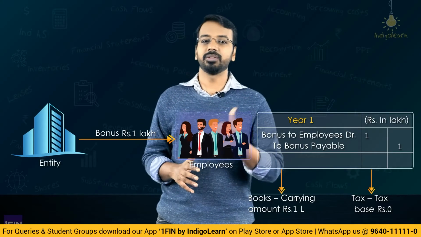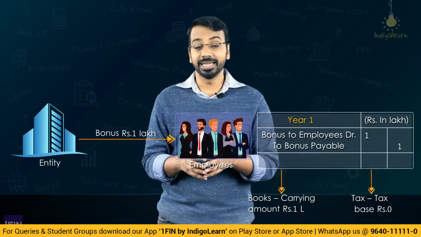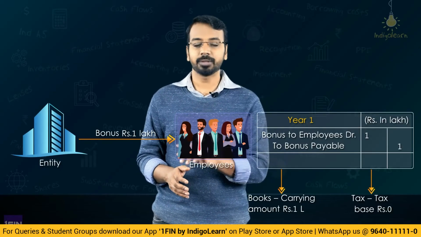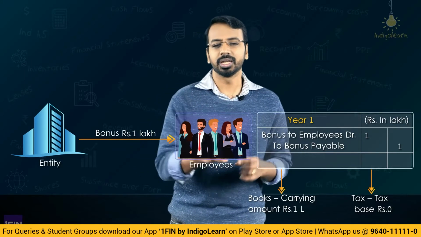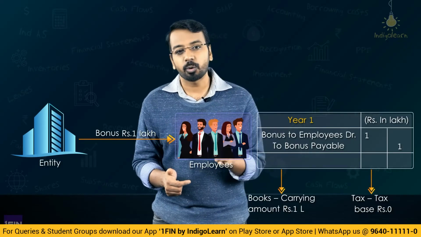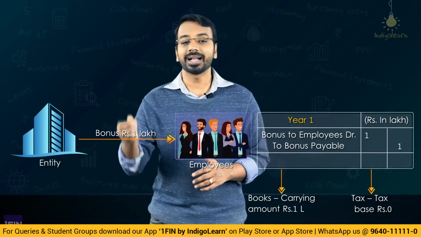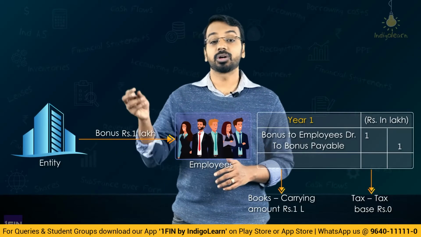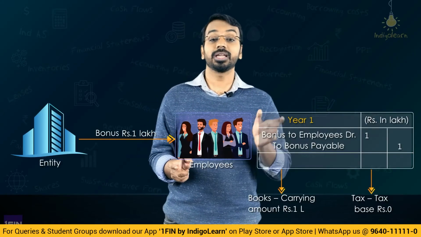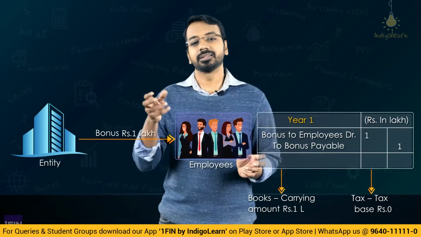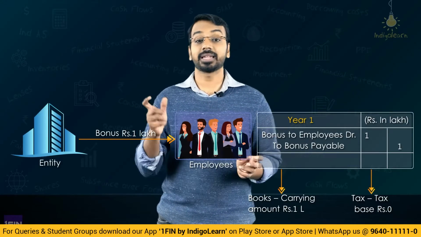That is one way to understand. The other way to understand, when we just looked at the definition, is that the tax base of a liability is the carrying amount, which is 1 lakh, less any amount that will be allowed as deduction in the future. Now, out of this 1 lakh, how much will be allowed as deduction in the future? The entire 1 lakh will be allowed as deduction. So, 1 lakh minus 1 lakh, the net tax base of this liability is 0, right? So, the carrying amount is 1 lakh, this is a liability, and the tax base is 0. Now here, the carrying amount is 1 lakh, the tax base is 0.